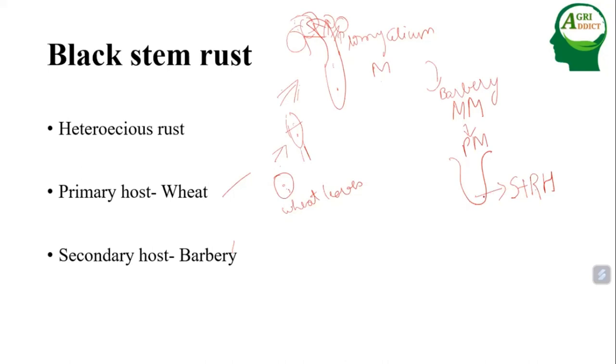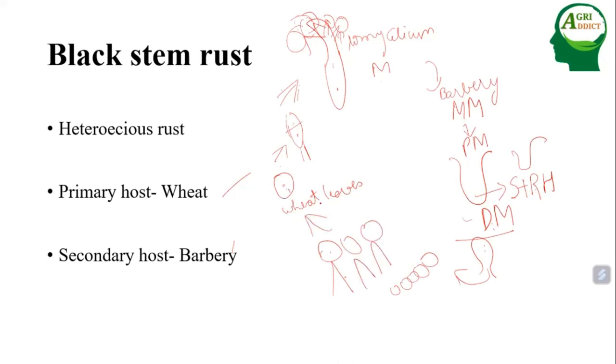Spermatia of one pycnium cannot fuse with the receptive hyphae of the same pycnium. So spermatia of one pycnium fuse with the receptive hyphae of another pycnium to produce the dikaryotic mycelium. And this dikaryotic mycelium will be produced here, whereas some of the hyphae will reach the lower surface of the barberry and produce the protoaecium. When this protoaecium is dikaryotized, it becomes the aecium. And this aecium will start producing the aeciospores. These aeciospores will produce the uredium, upon which you can find the urediniospores. And again, these urediniospores will go and infect the wheat leaves, and the cycle continues.